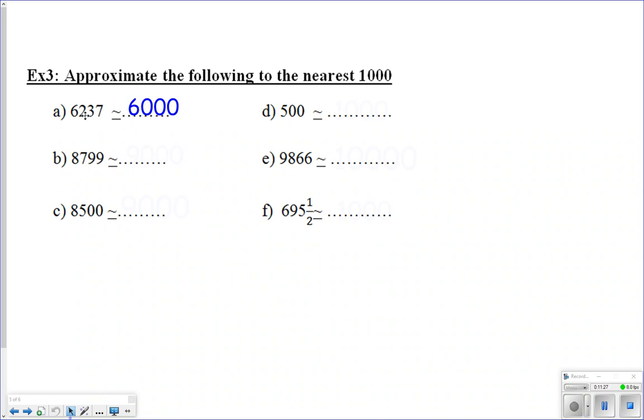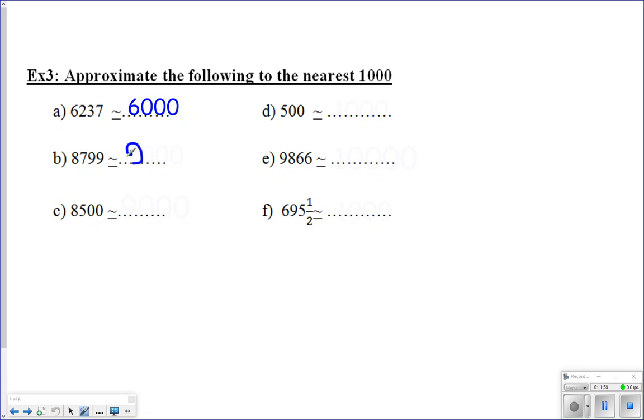Question B. We have here 8,799. The first step is get your number. Our number is 8. Second step, look right next door. We have 7. Yes, 7. Weak number or strong number? 7 is a strong number. A strong number meaning plus 1. 8 plus 1 equals 9. Excellent.